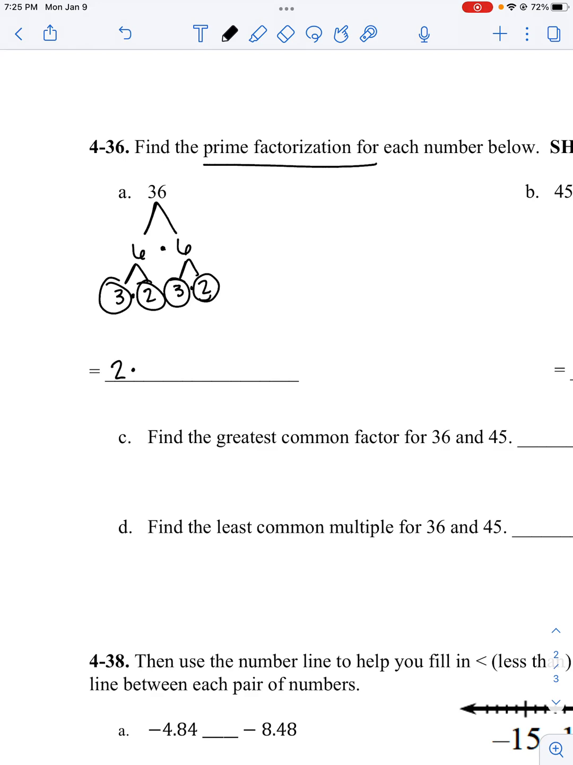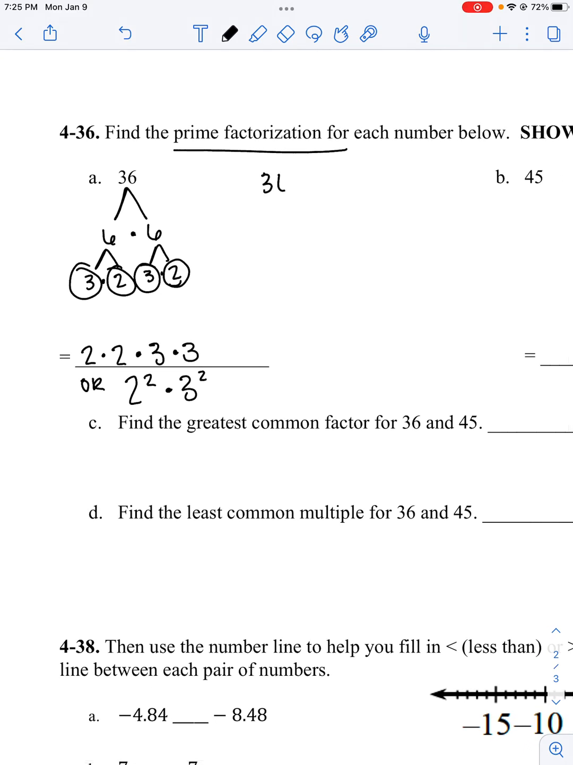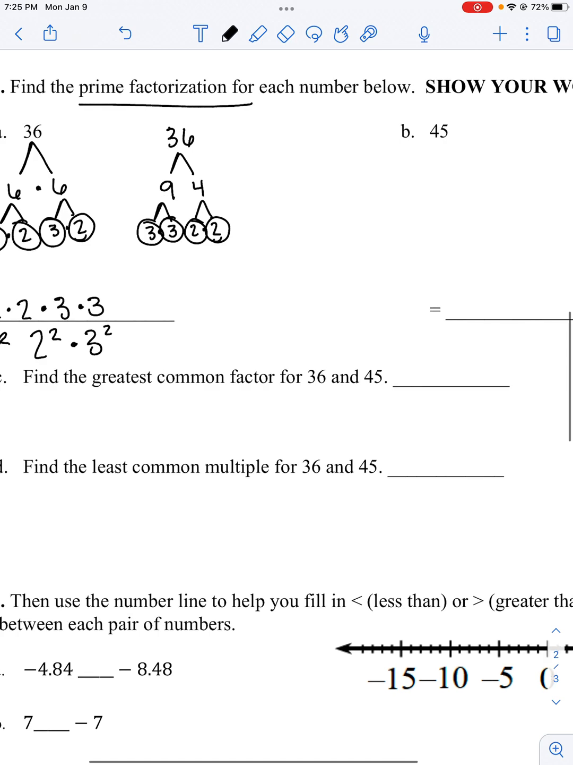And my last step is to write it down. I have 2 times 2 times 3 times 3, or I could write 2 squared times 3 squared. I could have used different numbers, like 9 and 4 or 18 times 2. I'm going to get the same answer, which is 3 times 3 times 2 times 2.